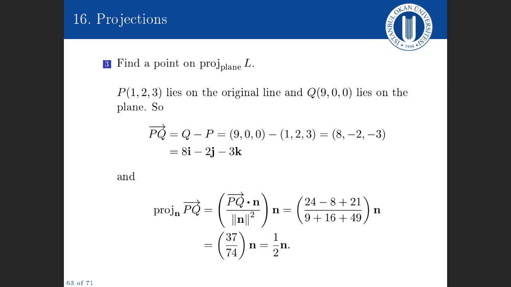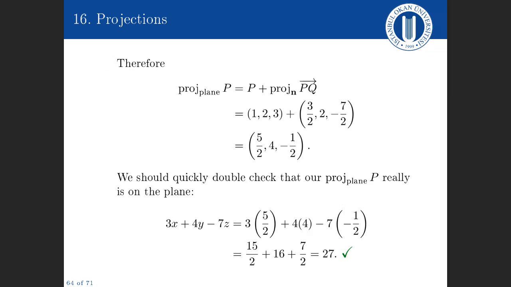PQ is 8i minus 2j minus 3k. We can project this onto n. Find that we get a half n. And then the projection of P onto the plane is going to be P plus the projection of PQ onto n. 1, 2, 3 plus a half n. We find that that's 5 over 2, 4, minus a half.